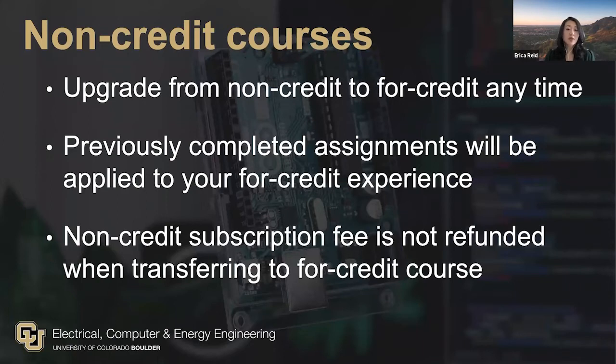Non-credit students may earn a course and/or specialization completion certificate from Coursera. However, that does not imply the conferral of credit from the University of Colorado Boulder, nor does the non-credit course or specialization appear on the student's transcript. And you may upgrade from non-credit to 4 credit at any time. Previously completed assignments from the non-credit course will be automatically applied to your 4 credit experience. Now, in general, additional exams will be required to earn credit for the 4 credit course, as well as successful tuition payment.